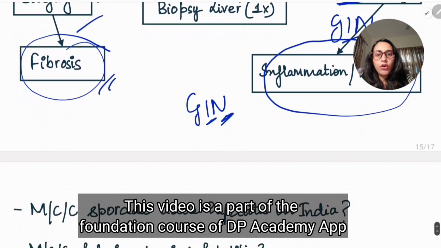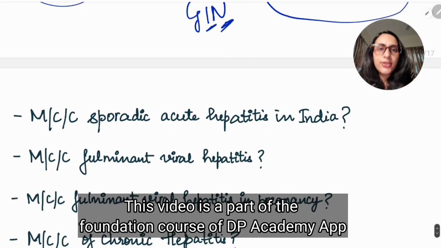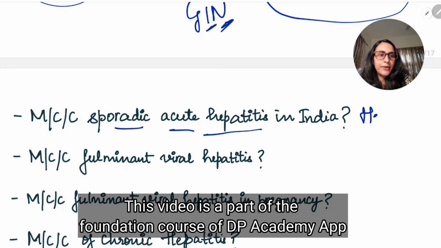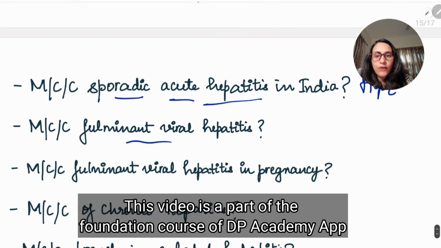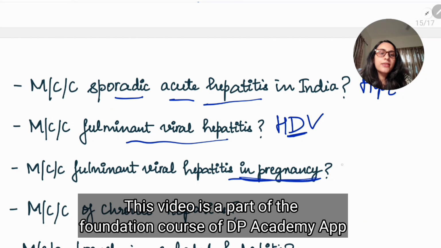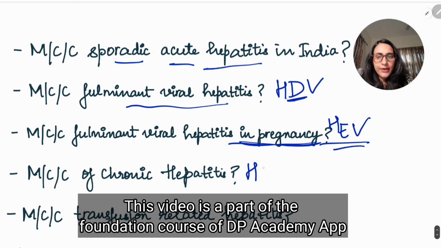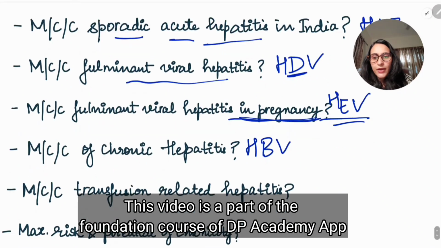Now let's wrap it up and talk about the most common questions asked in the exam. Most common cause of sporadic acute hepatitis in India is hepatitis E. Most common cause of fulminant viral hepatitis is hepatitis D. But if it is asked for fulminant viral hepatitis in pregnancy, 25% it is hepatitis E virus. Most common cause of chronic hepatitis is of course hepatitis B.